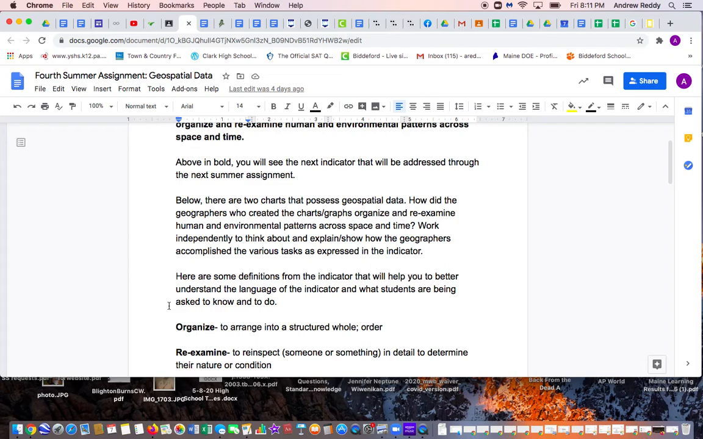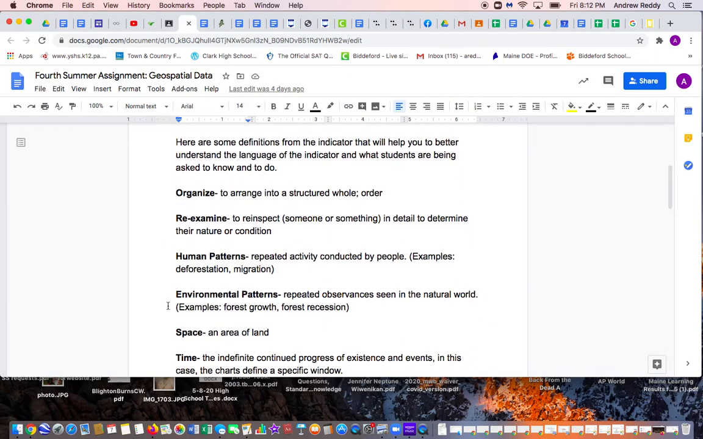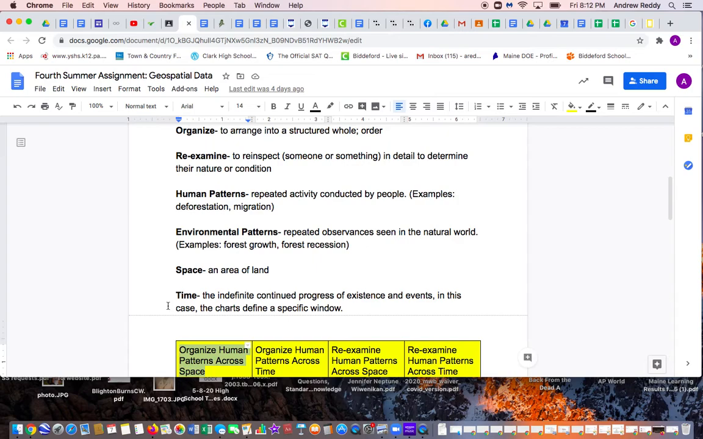And you have to ask yourself, how did the geographers who created the charts and graphs organize and re-examine human and environmental patterns across space and time? So I want you to work independently to think about and explain or show how the geographers accomplished the various tasks as expressed in the indicator. So below I gave you some definitions for organize, re-examine, human patterns, environmental patterns, space, and time.